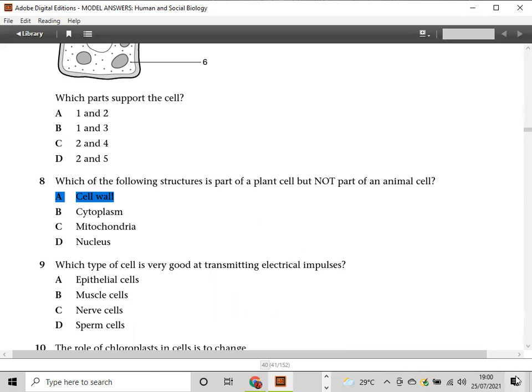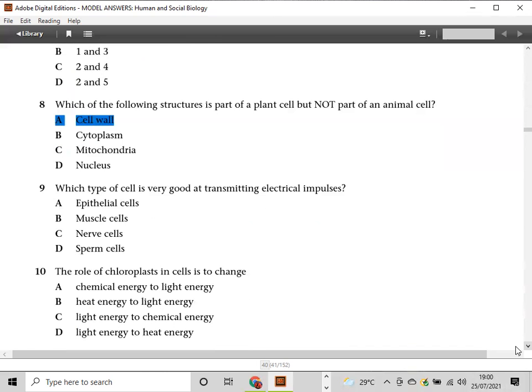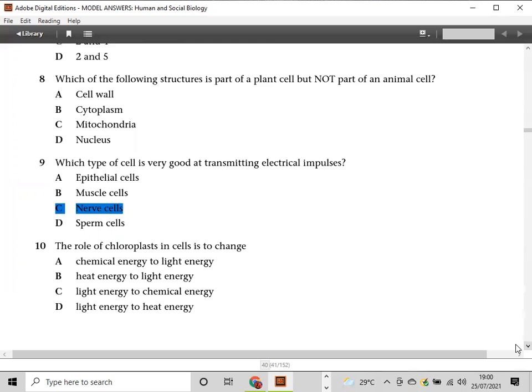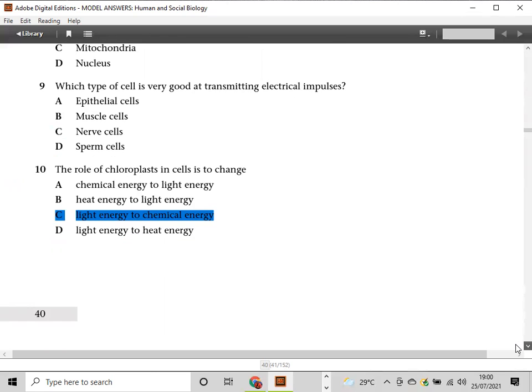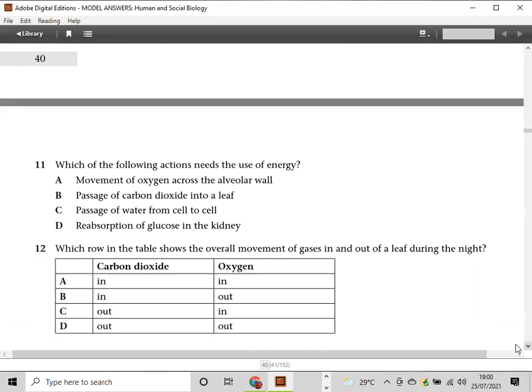Number 9. Which type of cell is very good at transmitting electrical impulses? And that would be the nerve cell. Alright. Number 10. The role of chloroplast in a cell is to change, and that is C, light energy to chemical energy. So move on to 11. Which of the following actions needs the use of energy? And that is D, the absorption of glucose in the kidney.